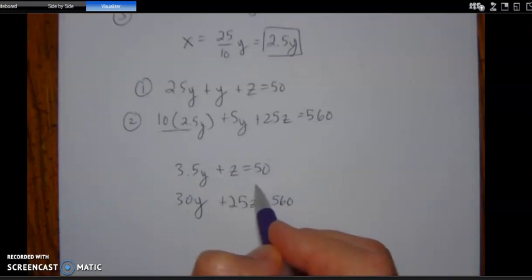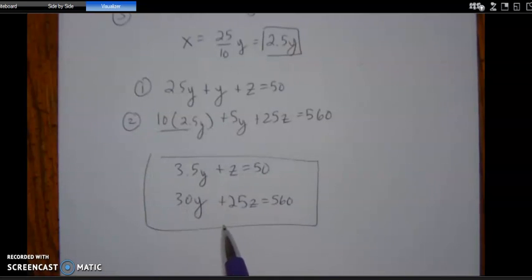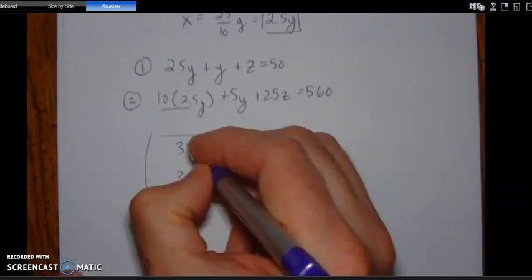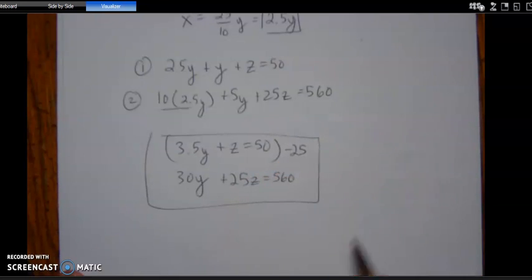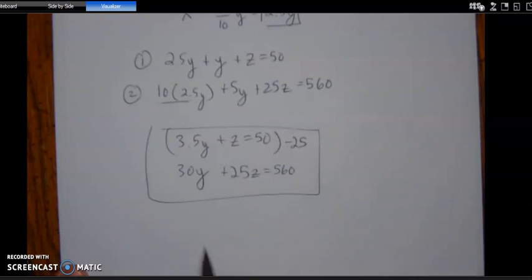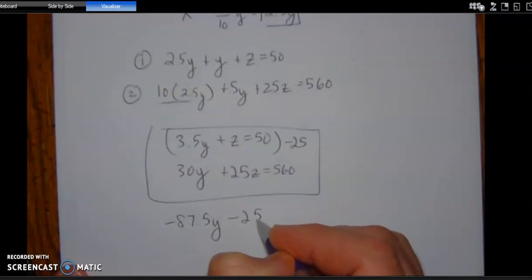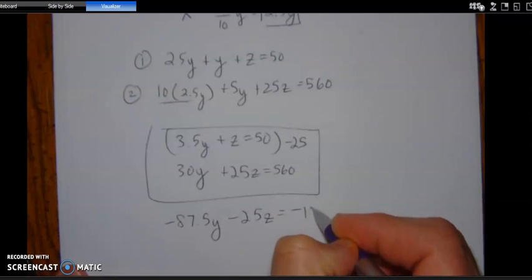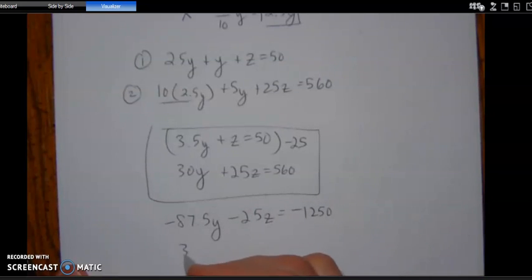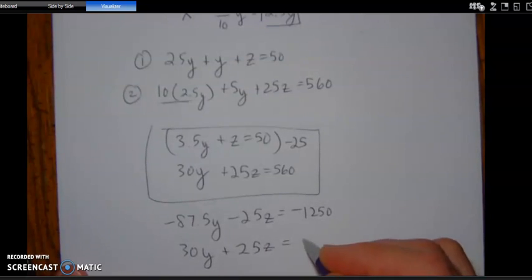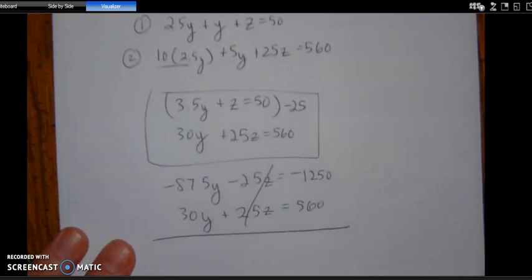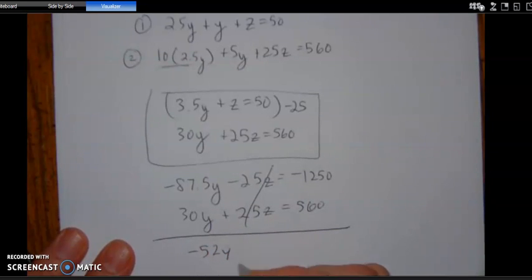And to solve this system, I'm going to now multiply the first equation by negative 25. That will eliminate the z's. That produces negative 87.5y minus 25z is equal to negative 1250. And I'll put that right on top of the second equation so we can see that the z's will be eliminated. That's 560. So the z's will go bye-bye, and I get negative 57.5y is the same as negative 690.